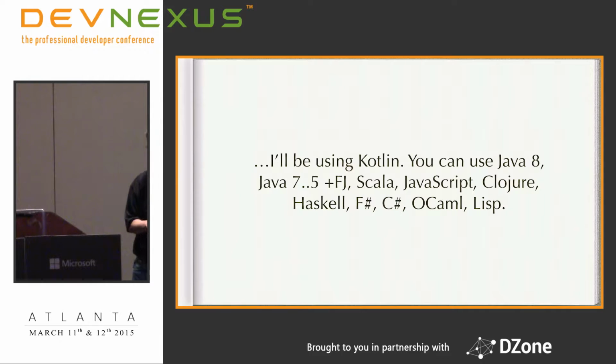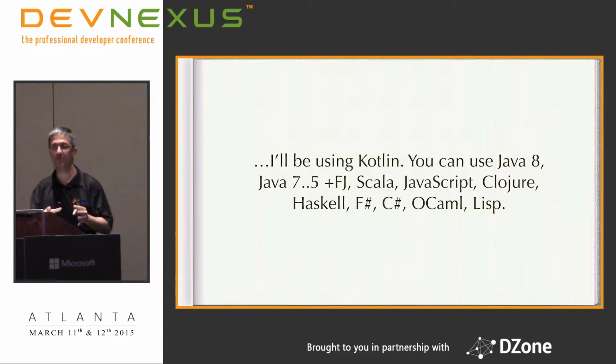It's developed by us at JetBrains. It's open source, Apache 2, and at some point in our lives, we will release it. The main purpose is to try and provide a safer, more concise, expressive language that is 100% interoperable with Java.